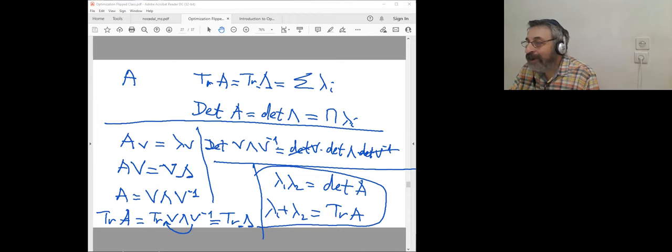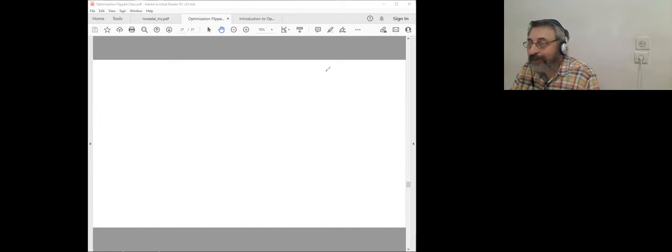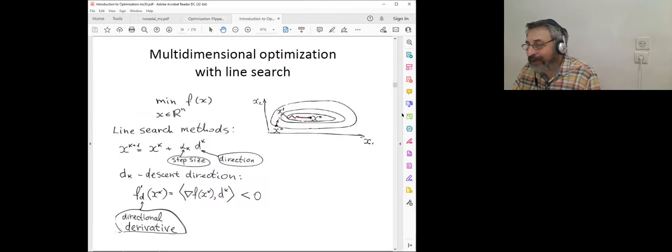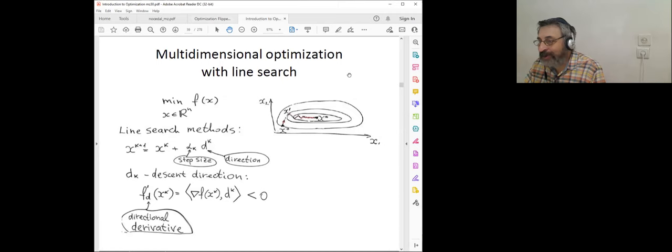What should I do? Save and clear all drawings, and remove annotation for a moment. Okay, so we are done with the Rosenbrock function. And I hope it makes you more happy because this is exactly what you will have in your homework, in your assignment. Okay, and now we can come back to our material.